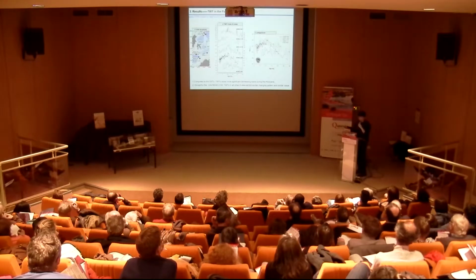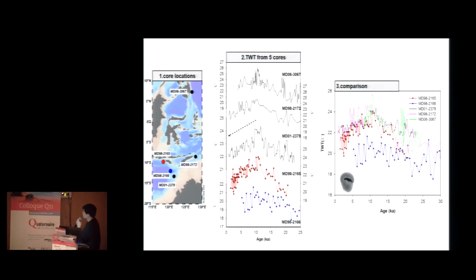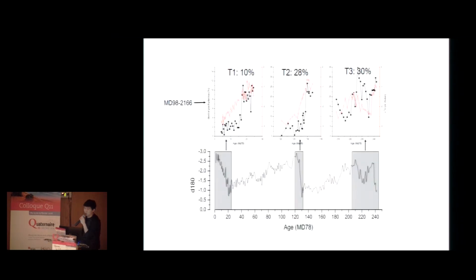Let's turn to the thermocline water temperature. Compared to the SST, during the Holocene, thermocline water temperature shows a more significant decreasing trend in all these five sediment cores. When we plot them together, we find a unique thermocline water temperature record from core 2166. The thermocline water temperature from this position is about 1 or 2 degrees lower than the other four cores. The foraminifera fauna results in this core also show some special features in termination 1 compared to termination 2 and termination 3.